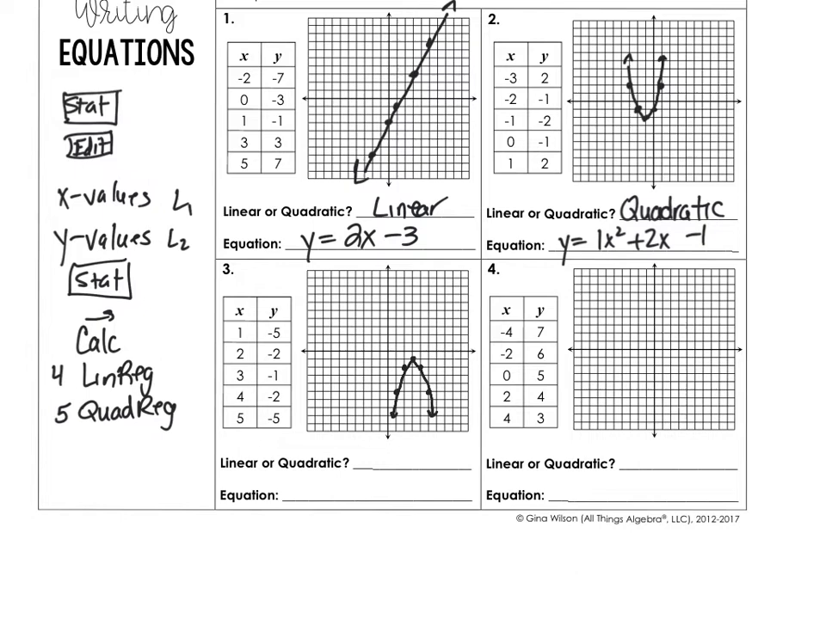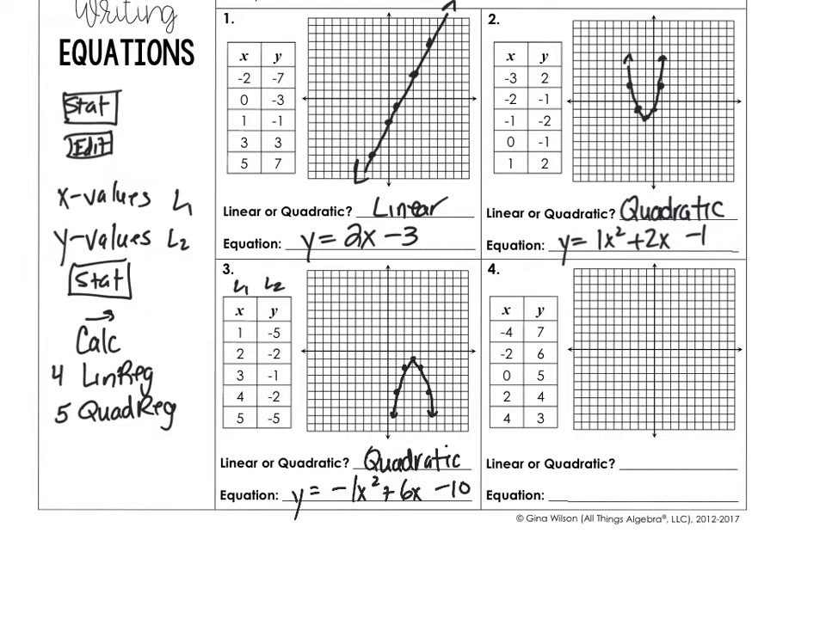Okay. So this looks like a good old-fashioned parabola opening upside down. So this is quadratic. It has been reflected over the x-axis. And we need to calculate our equation. So put these x values in your L1, y values in your L2, and then go back to stat, calculate quadratic regression. And if you run your quadratic regression on those points, you should get the equation y equals -1x squared, or just -x squared, plus 6x minus 10.